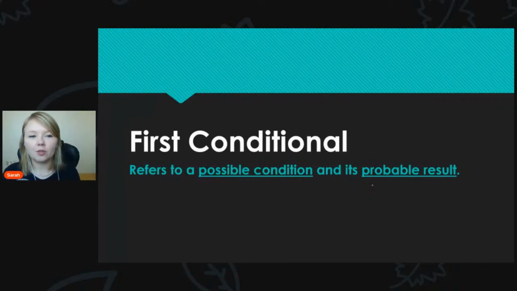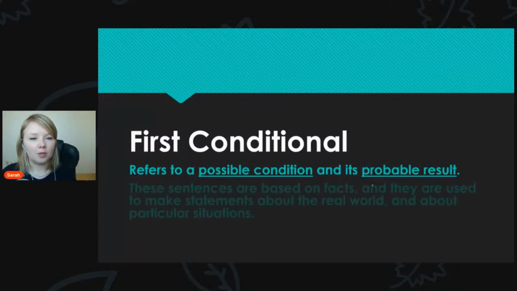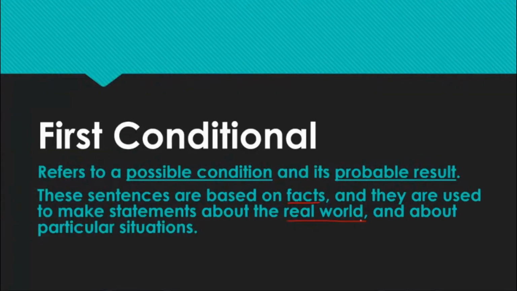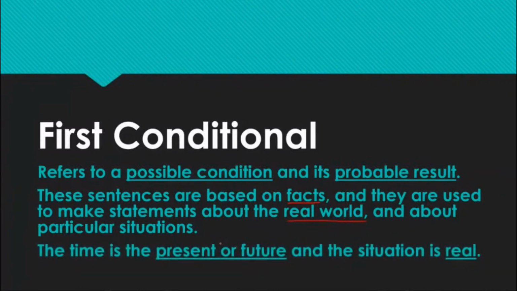The first conditional refers to a possible condition and its probable result. These sentences are based on facts and used to make statements about the real world. So you'll see why this matters in the future. First conditional is used to talk about real things that might happen, really might happen. We use this to talk about the present or future, and the situation is real.